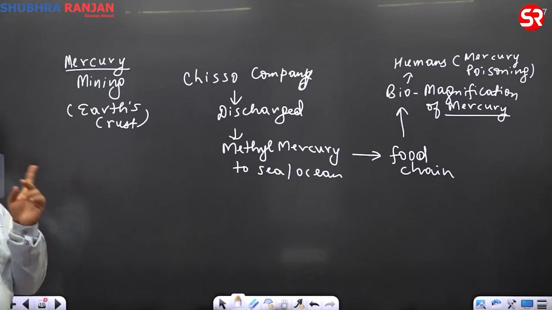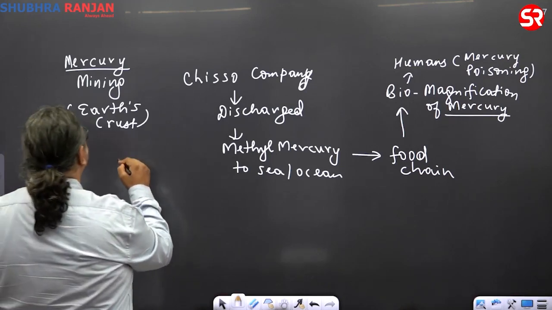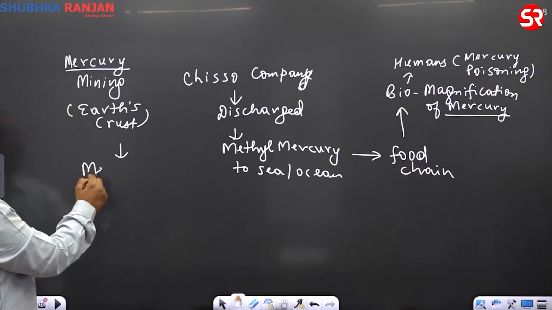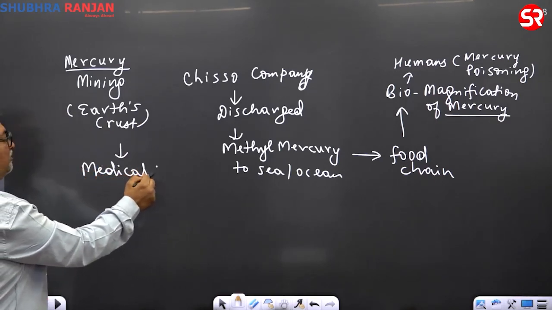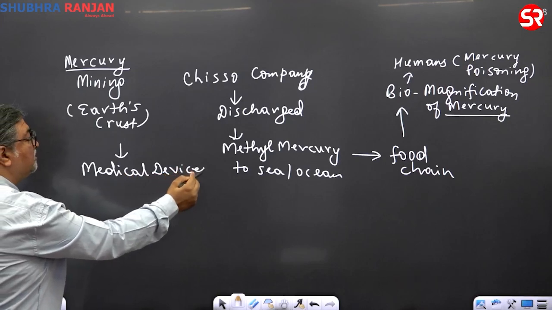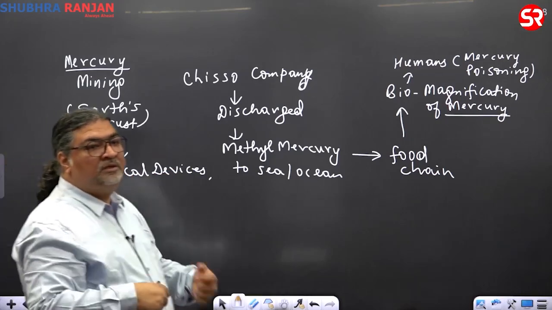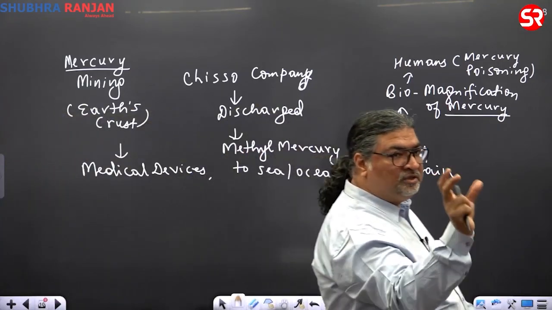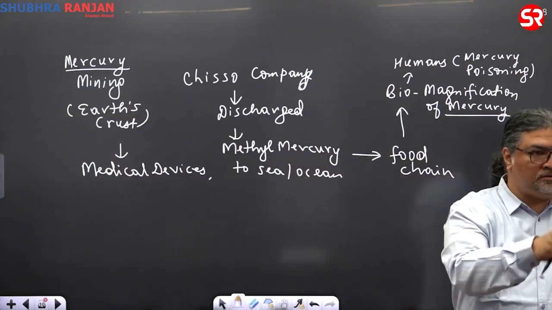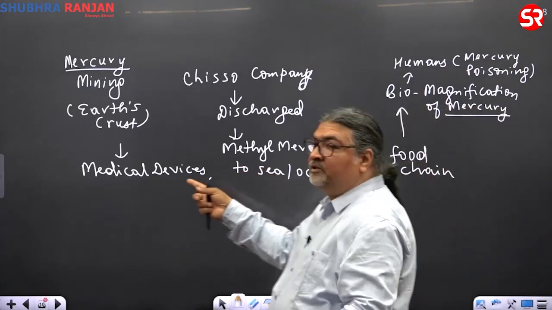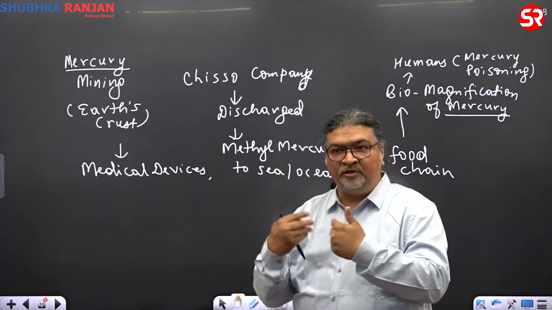Now tell me which are the products in which we use mercury. In which areas does this mercury come? One is medical devices. Which are medical devices? Thermometer is there. One more is there, you are aware of it. Sphygmomanometer. What is sphygmomanometer? BP, blood pressure. Although now you know digital has come in the market. Digital BP machine, digital thermometer has come. But again, the earlier ones used to be there. Now it's slowly getting phased out.